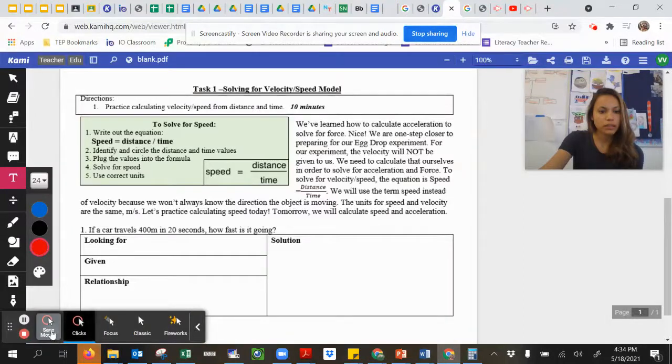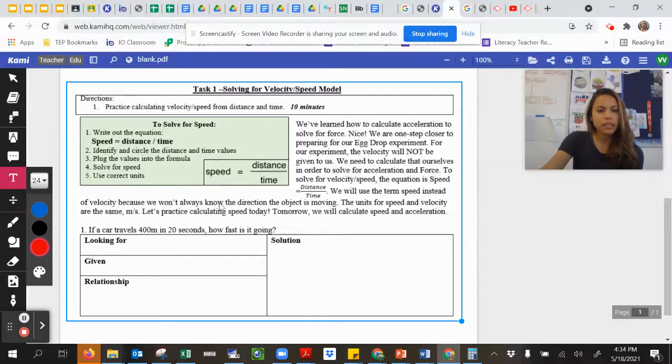All right. So, cool. What this is doing here, now we're going to practice solving for speed and velocity. We're more so going to solve for speed in this case because we don't necessarily always know the direction an object is moving. So let's read this.